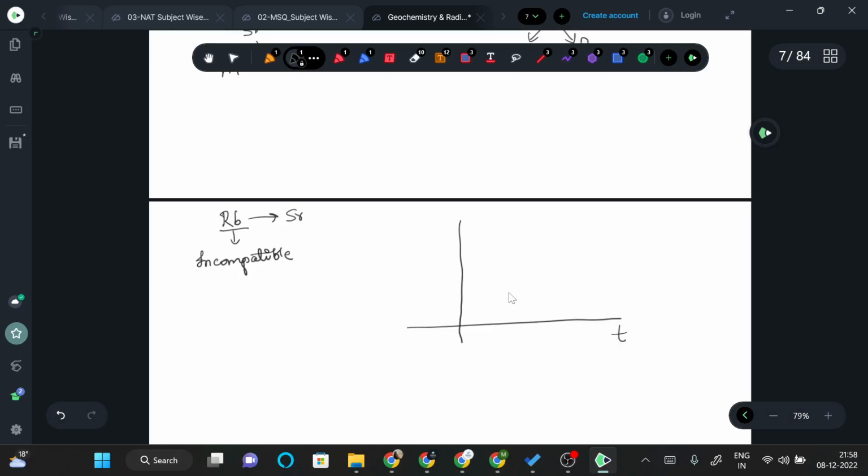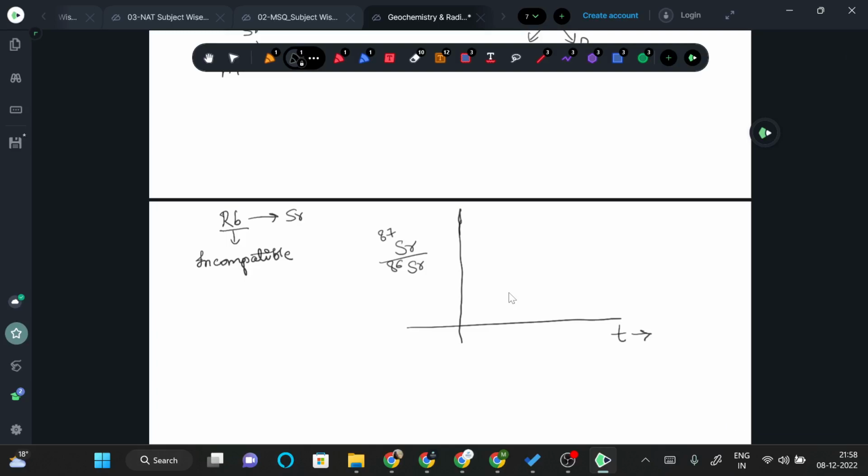So this is the time. This axis represents the time, like with increasing time, how the melting phase behaves. So this is that output. And here on the y-axis you have the Sr ratio. Okay. Oh, this is 86.